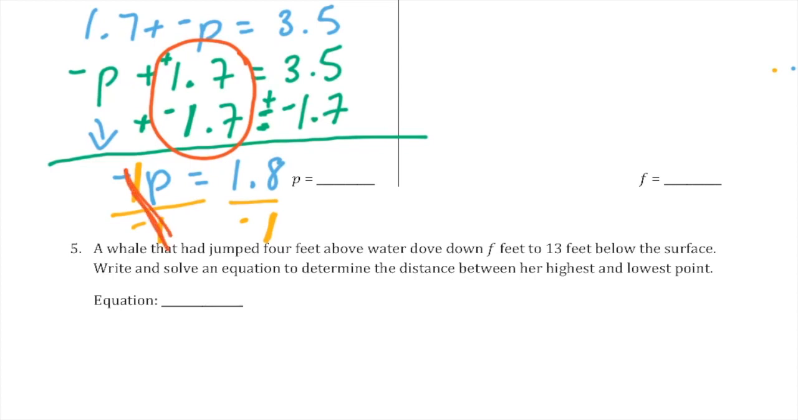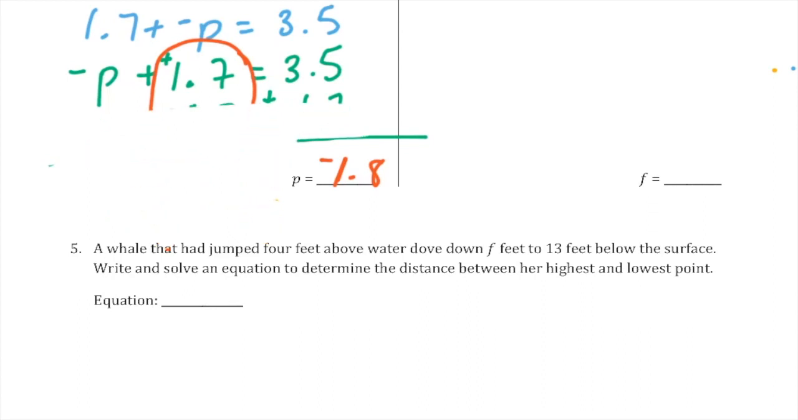The negative 1 cancels out. And because I'm dividing 1 and 8/10 by negative 1, my answer is no longer positive 1 8/10. It becomes negative 1 8/10. So p is equal to negative 1 8/10, because a positive divided by a negative is a negative. Now we're not done, because the last step is to check your work.